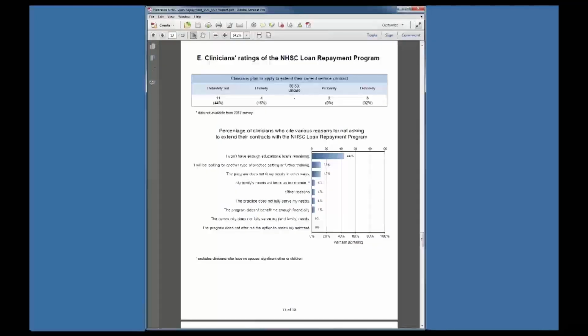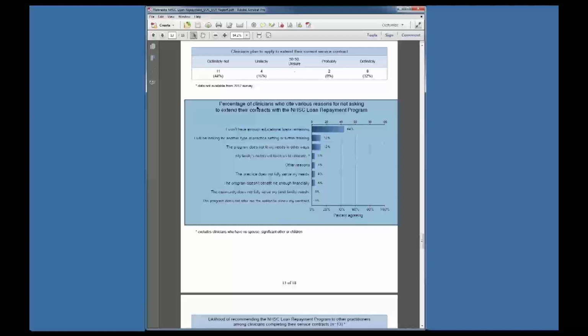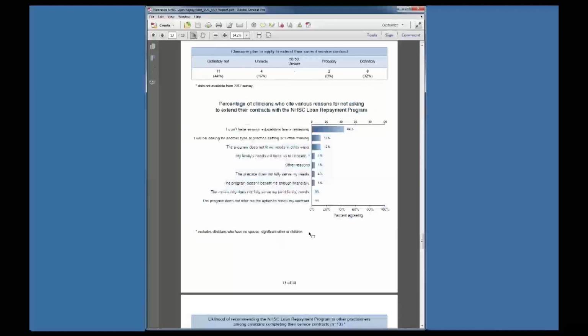This section is then for clinicians reporting on their experience with, in this case, the NHSC loan repayment program. Are you planning to extend your contract? 15 said unlikely or no, 10 said yes. For those who said no, there are various reasons. So if you're a program that wants more people to extend contracts, you've got your reasons here.